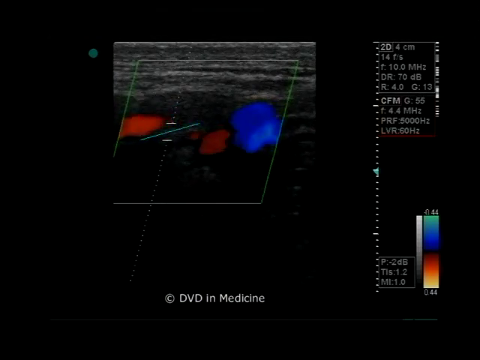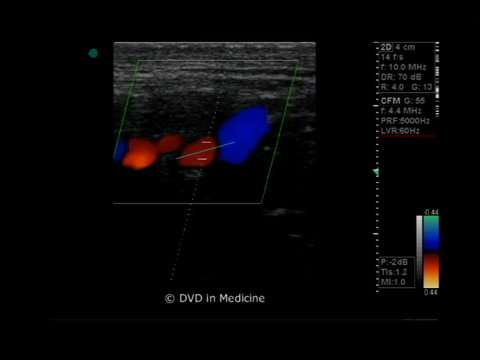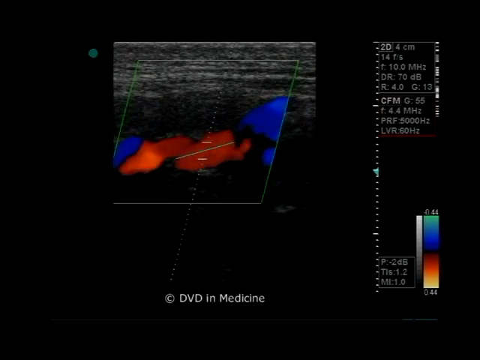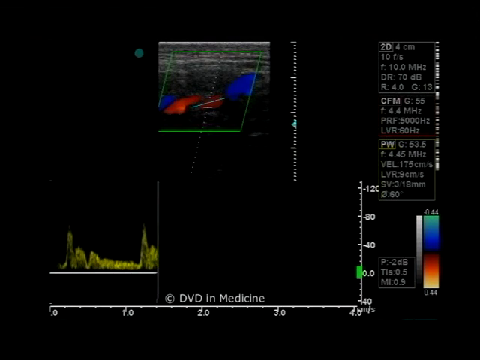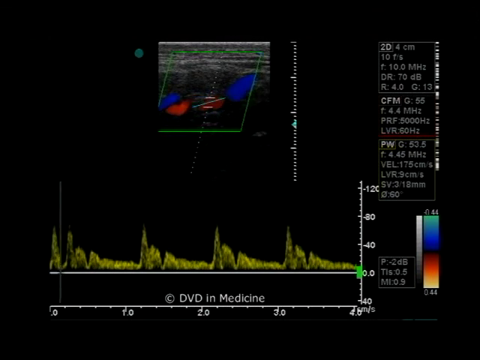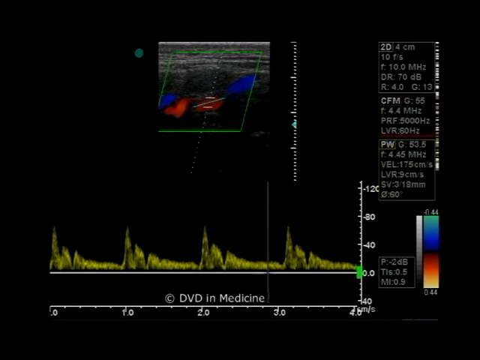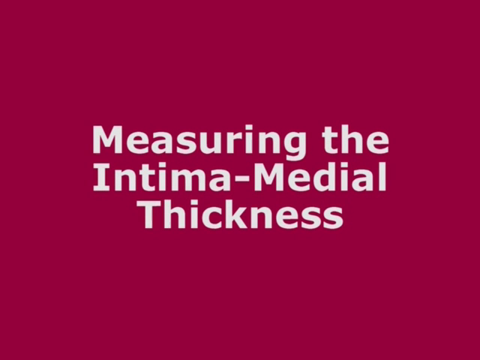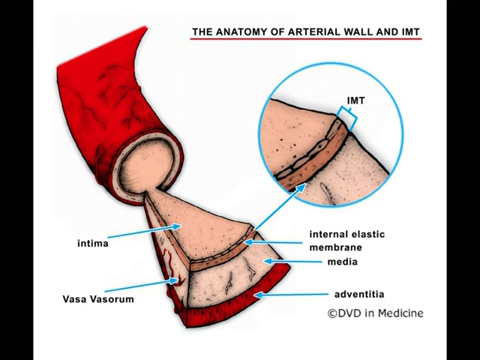One should also register the spectrum from the lower external carotid artery. Measuring the intima medial thickness. If one has not revealed atherosclerotic plaques in the carotid arteries, then one should measure the intima medial thickness, or the IMT. This is an important parameter in assessing the state of the arterial wall.